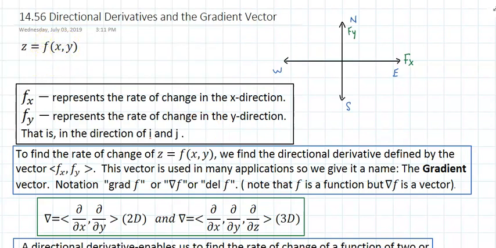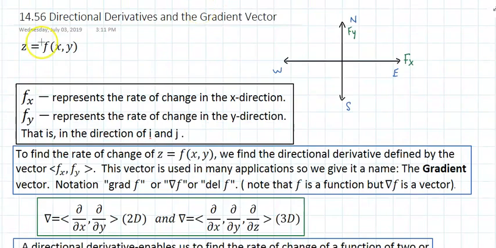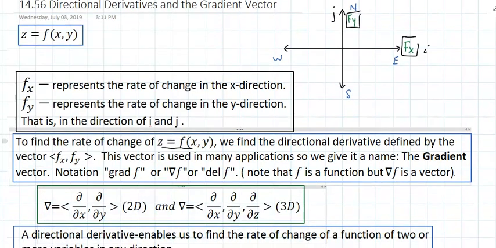Given that z equals f of x, y, to talk about a derivative, we talk about the partial with respect to x, which represents the rate of change in the x direction, and f sub y, which represents the rate of change in the y direction, ignoring everything else. That is in the direction of the i component and the j component. To find the rate of change of z equals f of x, y, we find the directional derivative defined by f sub x, f sub y.